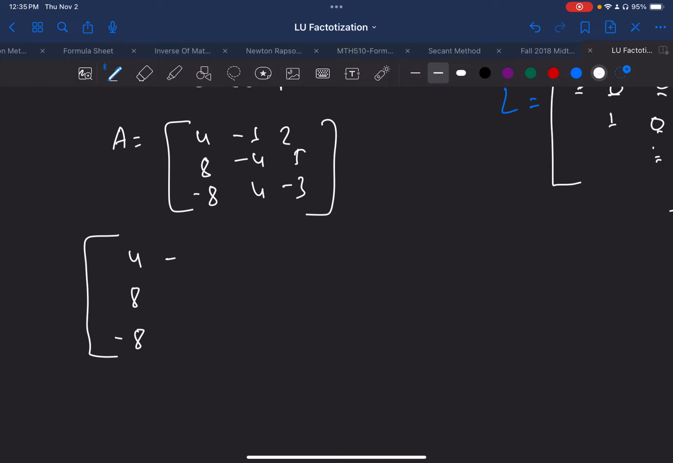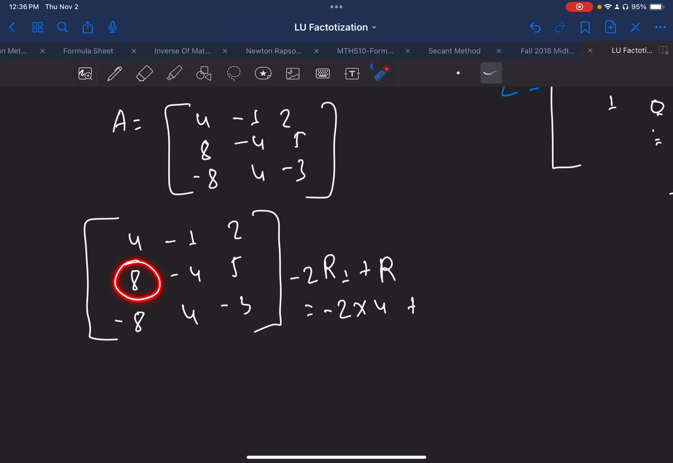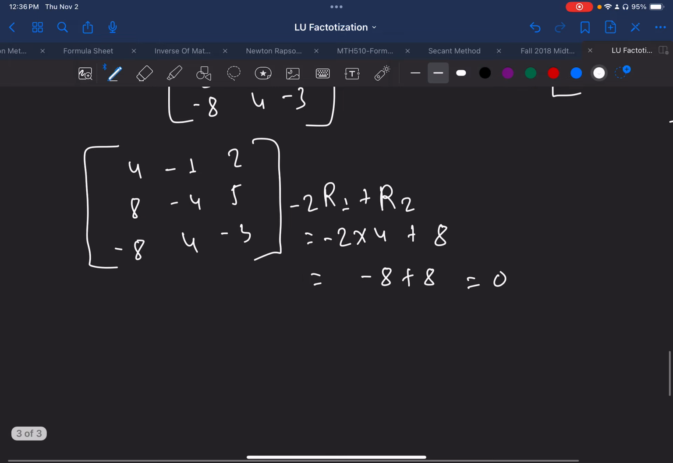The matrix rows are 4, -1, 2, then 8, -4, 5... so let's change it. For this matrix, we want this part to be 0, right? Let's start with the second column. How can we change 8 to 0? You do -2 times R1 plus R2, right? So -2 times 4 is -8, plus 8 equals 0. So we made this 0.